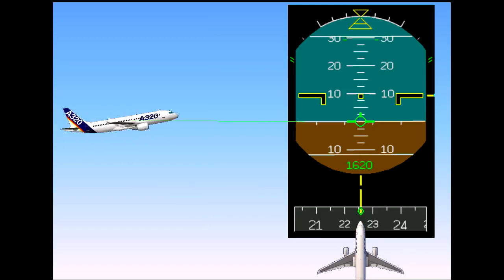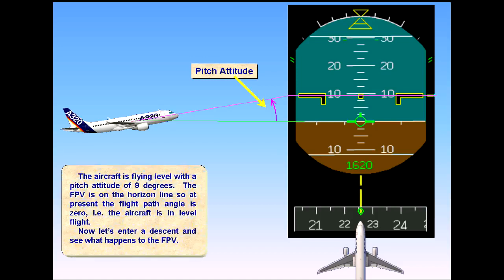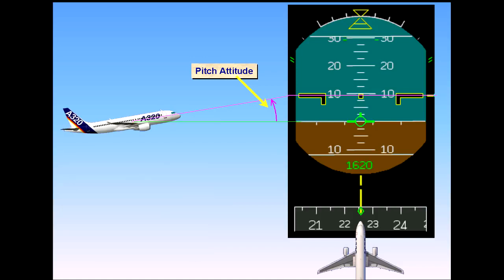The aircraft is flying level with a pitch attitude of 9 degrees. The FPV is on the horizon line, so at present the flight path angle is 0. That is, the aircraft is in level flight. Now let's enter a descent and see what happens to the flight path vector. The flight path vector will move down to indicate the angle at which the aircraft is descending through the air. This is known as the flight path angle.